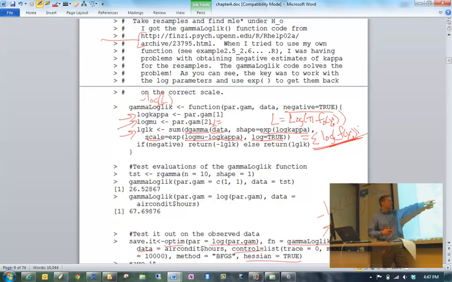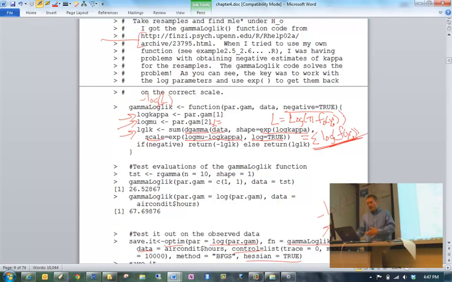You could have just simply put negative LGLK. I guess the author of this function wanted to be a little bit more fancy. And it says, if negative is true, return the negative log likelihood function. Otherwise, return just the likelihood function. Take into account that typically you're going to want to do this with the optim. It's not a big deal. It's just what they do. Any questions about that?